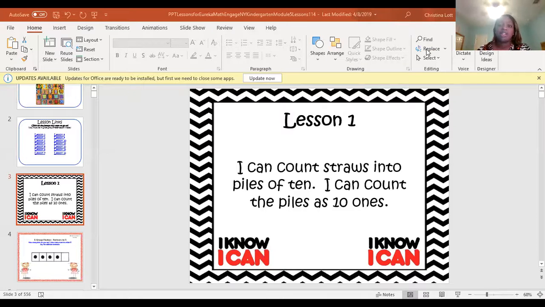Good morning, scholars. We are going to get started with Lesson 1 for Module 5. The objective for Lesson 1 is I can count straws into piles of 10. I can count the piles as 10 ones. We're going to do a little fluency to get started with.